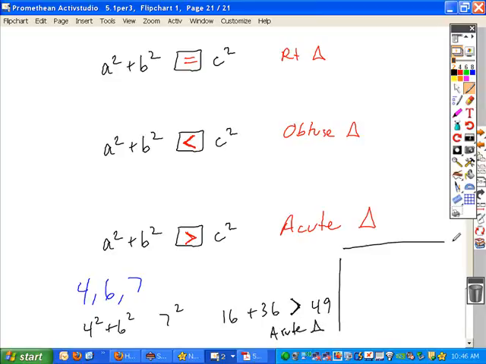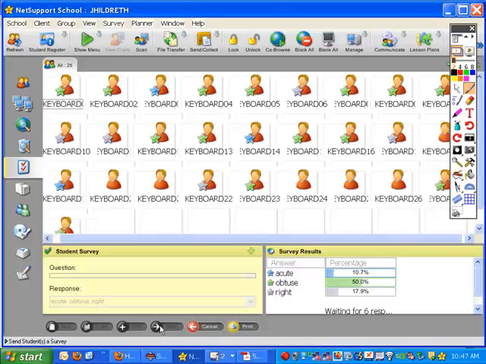Okay. Try one more. Again, make sure the A, B, and C values represent A and B as the smaller two sides. C is the longest side. And what's going to happen if you take a triangle with these three sides? All right, 10.7% of you said acute. That's incorrect. 17.9% of you said right. That's incorrect. 60% of you said obtuse, and that's incorrect. So they're all incorrect. It's not a triangle. Is it even a triangle?